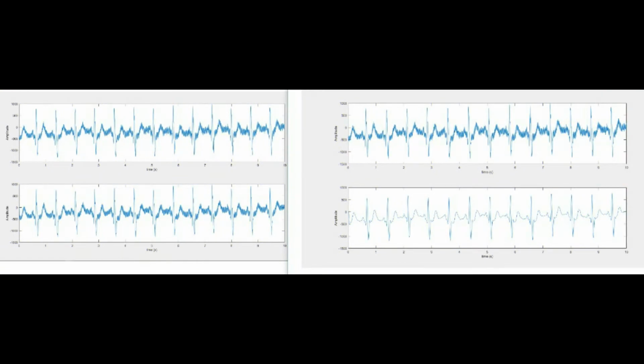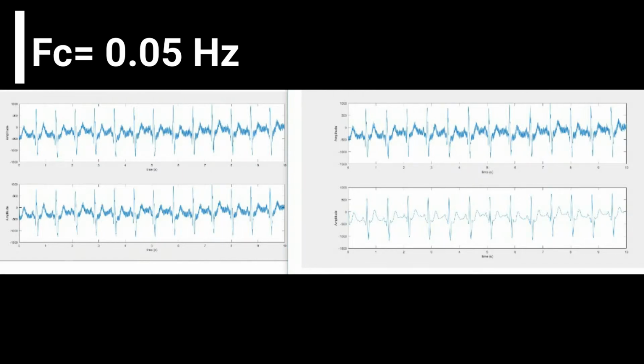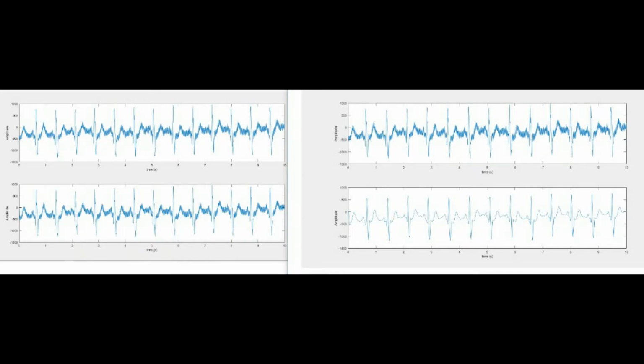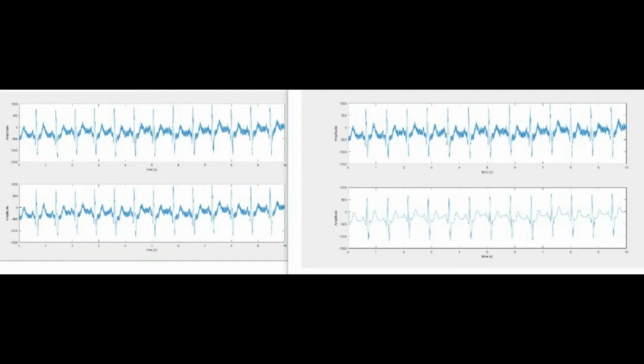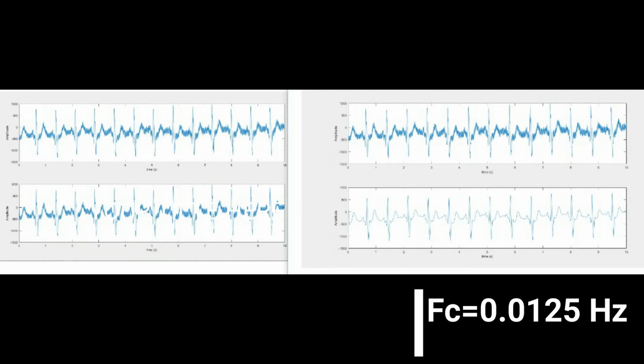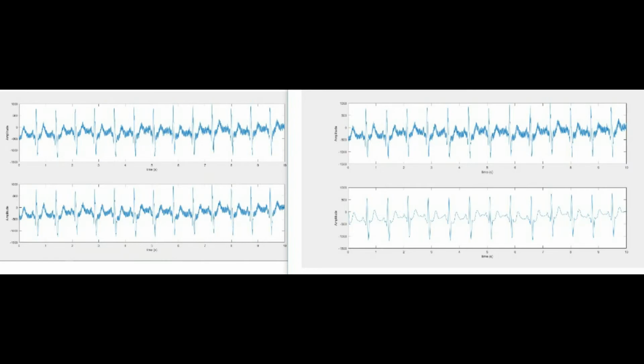And for the cutoff frequency, it should be small so that the noise can be diminished. When we use 0.05 cutoff frequency, the noise cannot be diminished at all. While at 0.025 cutoff frequency, only 50% of noise can be diminished. So at 0.0125 cutoff frequency, the noise will be diminished around 95% and it will give a good signal.